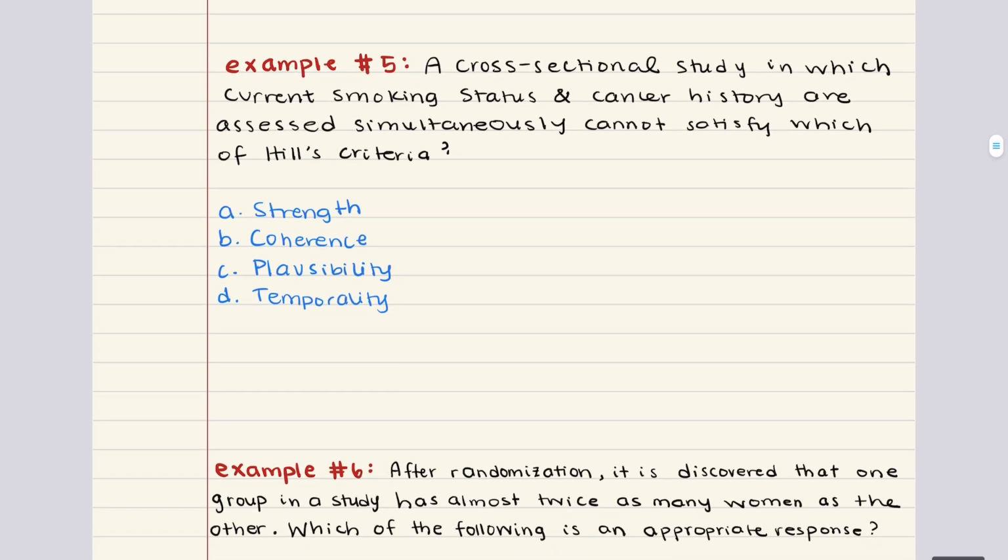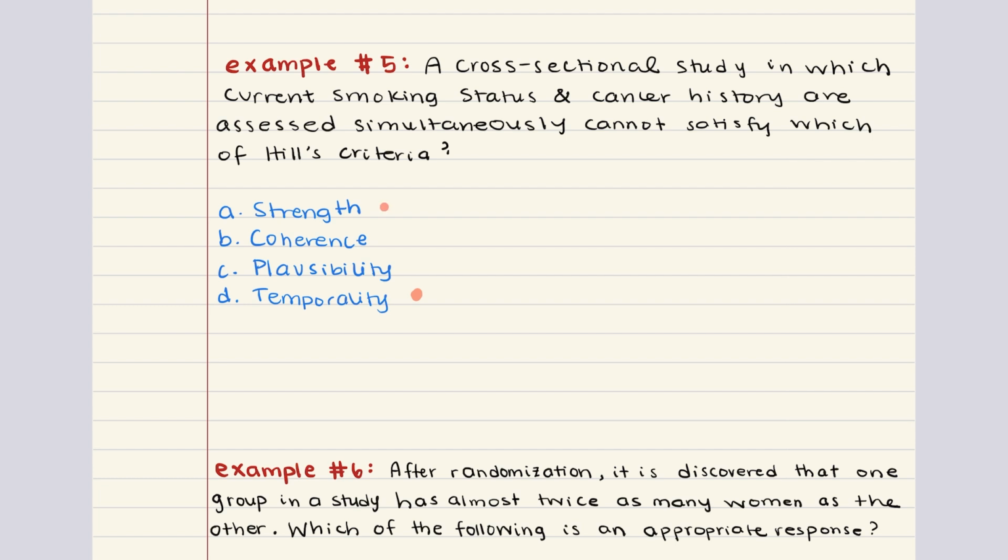Problem 5 says a cross-sectional study in which current smoking status and cancer history are assessed simultaneously cannot satisfy which of Hill's criteria. Hill's criteria are a set of principles that help determine whether a relationship between two variables is causal. Among these, some key criteria include temporality. This says that the cause must precede the effect.